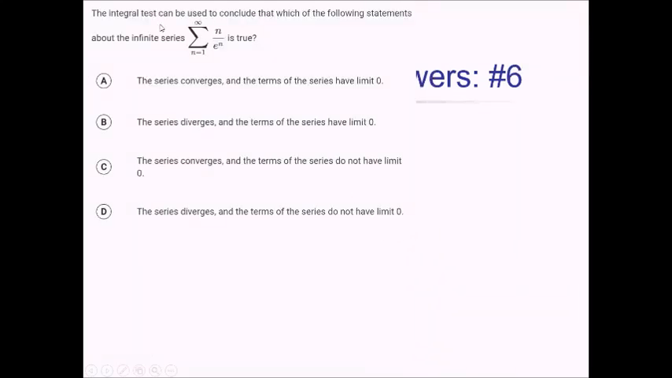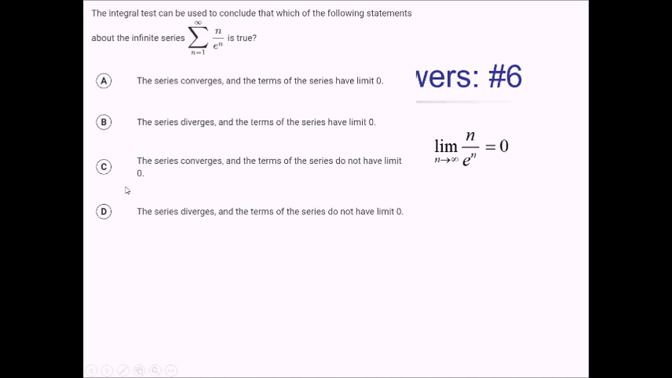For this problem, integral test can be used to conclude which of the following statements about the n over e to the n series. So we're talking about it converging or diverging, and the limit of the terms of the series being 0 or not being 0. So let's start with limit as n approaches infinity of this expression, n over e to the n, just to see what the limit of the terms is. Because exponential grows way faster than polynomial, this is a bottom-heavy function, so this is going to go to 0, which confirms choices A and B.